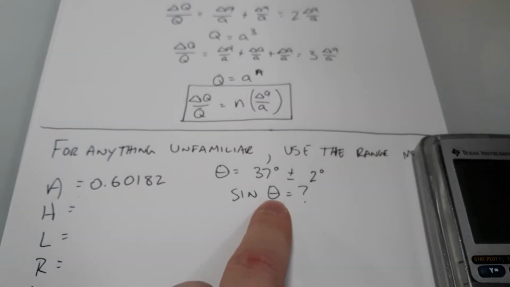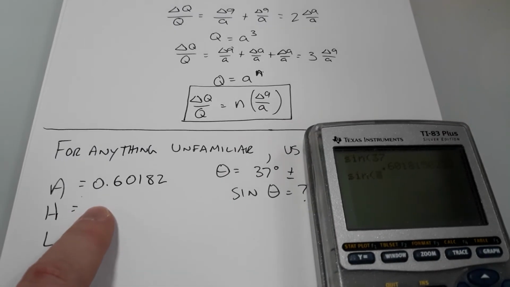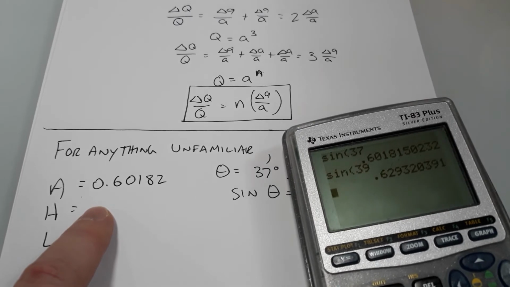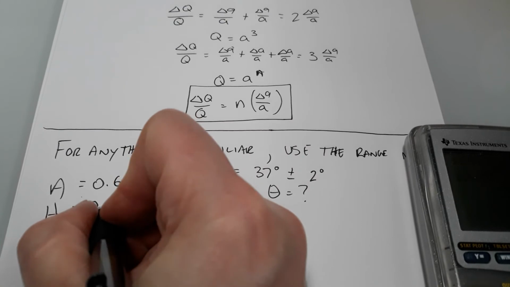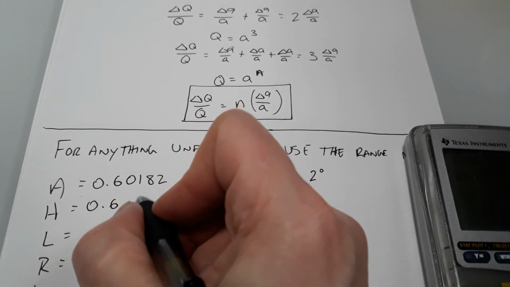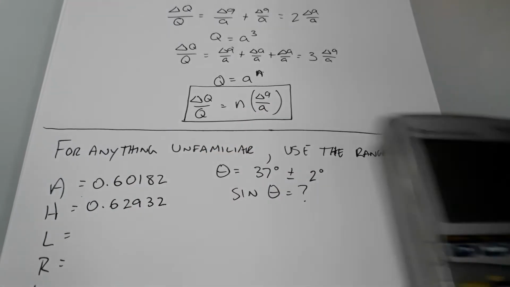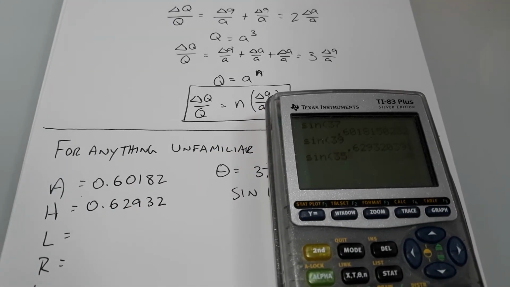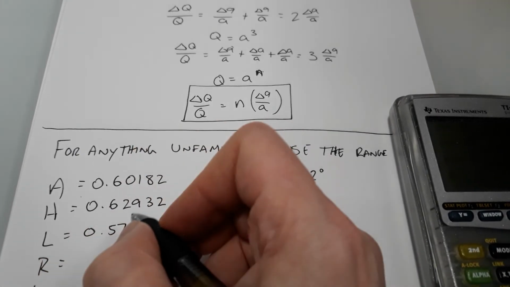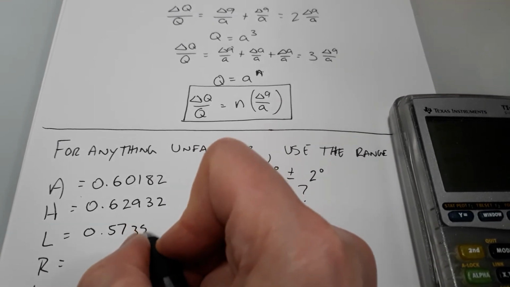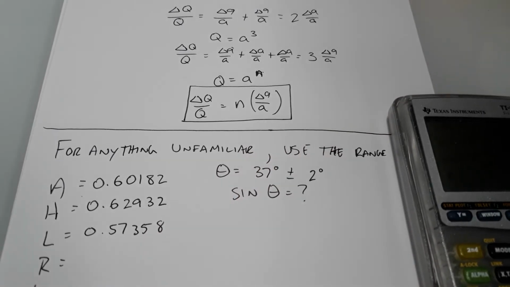And now all I'm going to do is take the sine of 39 degrees, because that would be my biggest calculation. So the sine of 39, and that is 0.62932. And we'll take the sine of 35 degrees. That's 0.5735, and that last digit would be an 8. Okay, so at this point I have enough information.